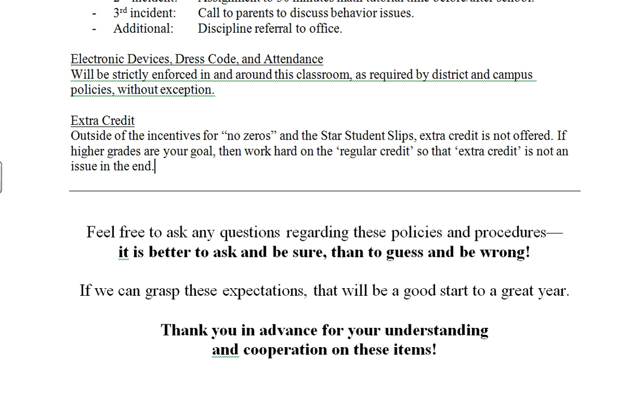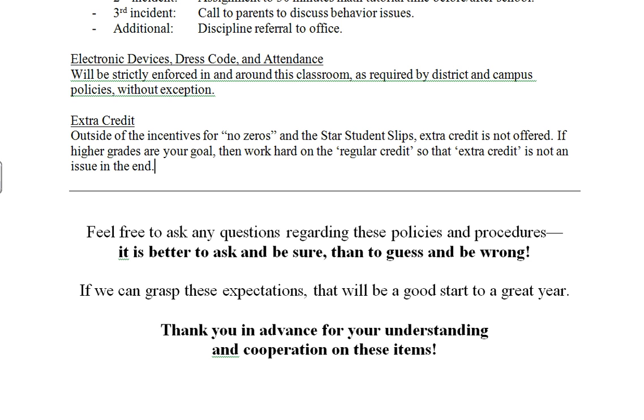Extra credit. Okay, outside of the incentives for no zeros in the student star slips, I do not offer any extra credit. Okay, if higher grades are your goal, then work hard on your regular credit so that extra credit is not an issue in the end. It has long been my experience that people who are so concerned about extra credit, when you look at their grades, all you see is zeros and Fs and grades that were never retried, tests that were never retried, assignments that were never made up.